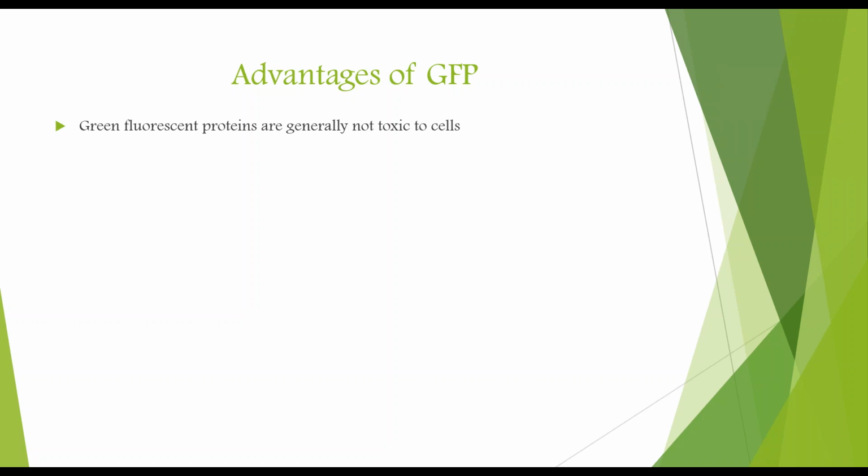So let's look at some of the advantages and disadvantages of GFP. The advantages of GFP include that green fluorescent proteins are generally non-toxic to cells. While most other small fluorescent molecules are phototoxic, GFP, being a monomer, is able to move readily through the cells and throughout the system without interfering with the biological processes of the organism. Their detection does not require fixation or permeabilization of cells.